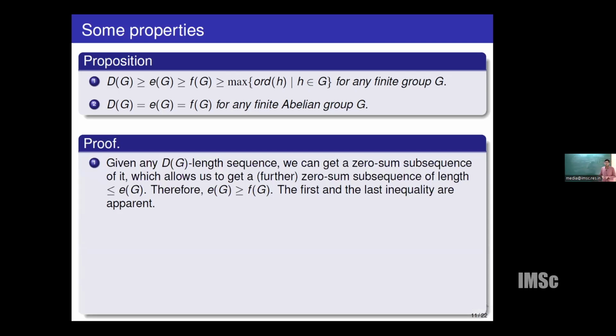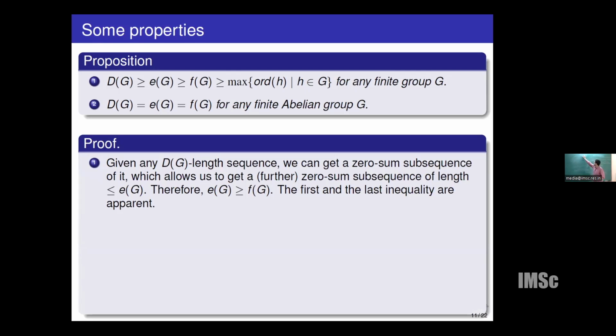Now, by the definition of the Davenport's constant, we will find some zero sum subsequence of it, and then by the definition of Eg, it will have a further subsequence of length at most Eg, which also adds up to 0, which will show us that Eg is greater than or equal to Fg, right? And the other two inequalities are quite simple.